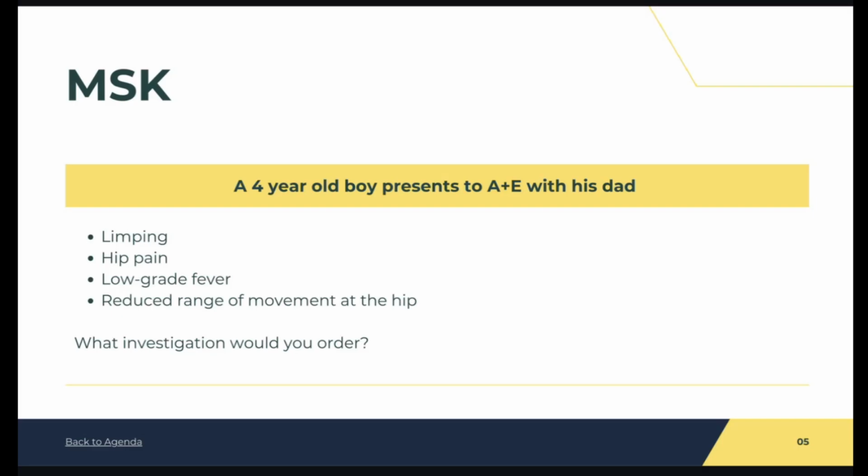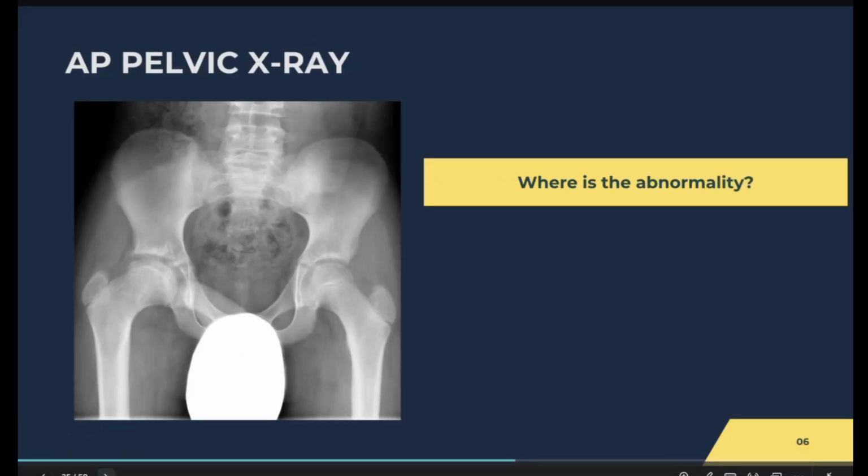Okay, so we have a few ideas here. Pelvic X-ray, yeah. So a few different ideas. Transient synovitis, septic arthritis. So what you would do is an AP pelvic X-ray. And I can see some answers and differentials which are along the right lines. But before we get on to that, can anyone identify where is the abnormality in this image?